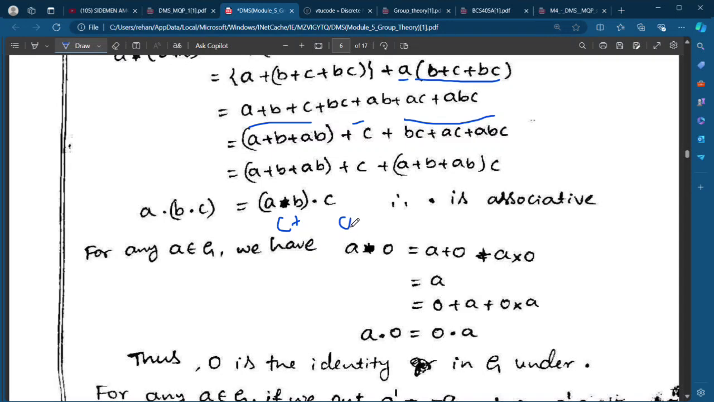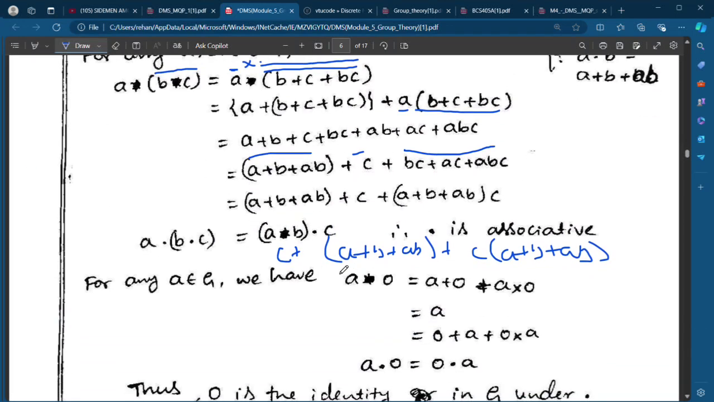Now I'll rearrange this. How will I rearrange? I'll write it down as C plus A plus B plus AB, plus C into A plus B plus AB. Now see here, this is in the form of that actual equation. I'll write it like this, the same thing.